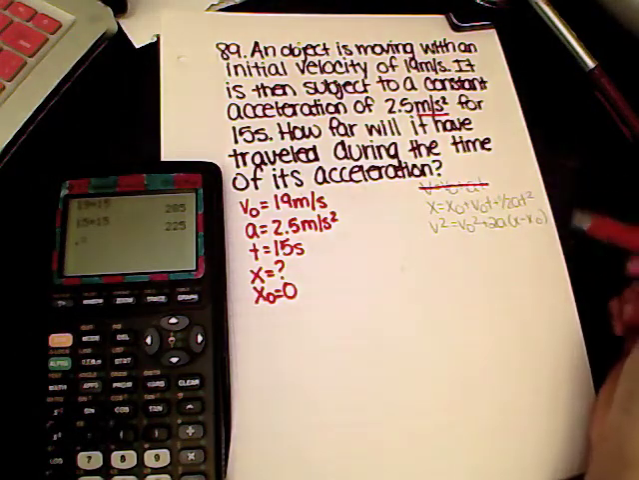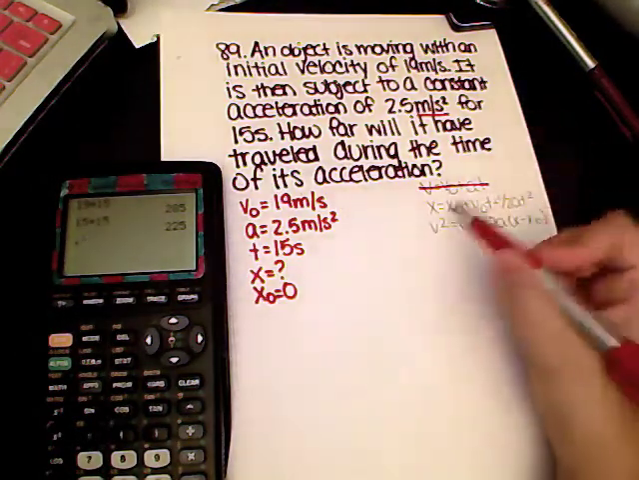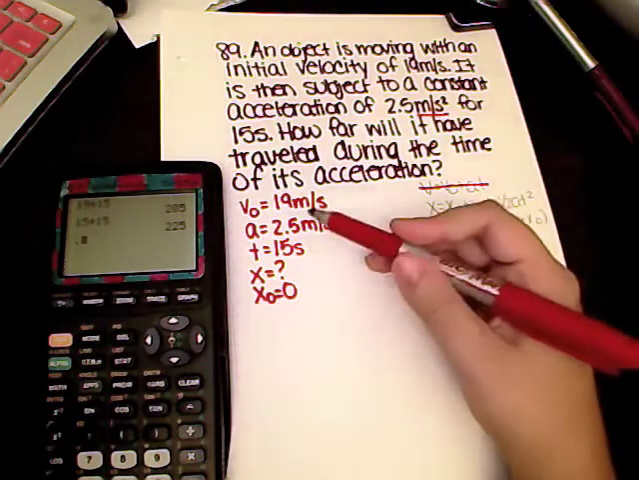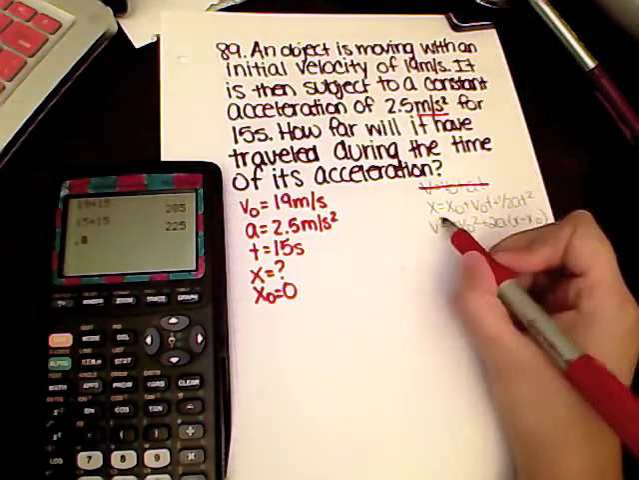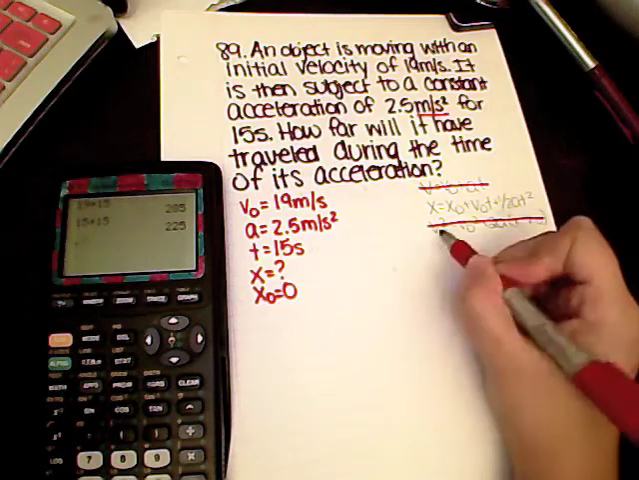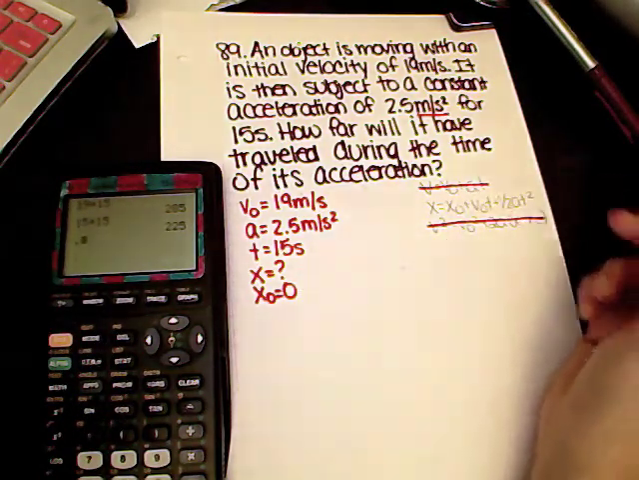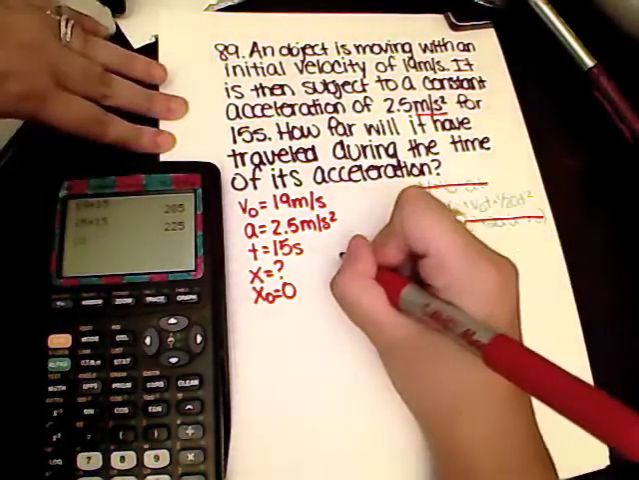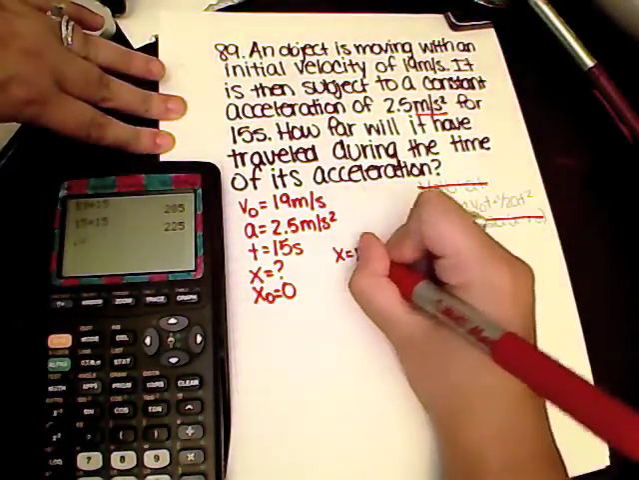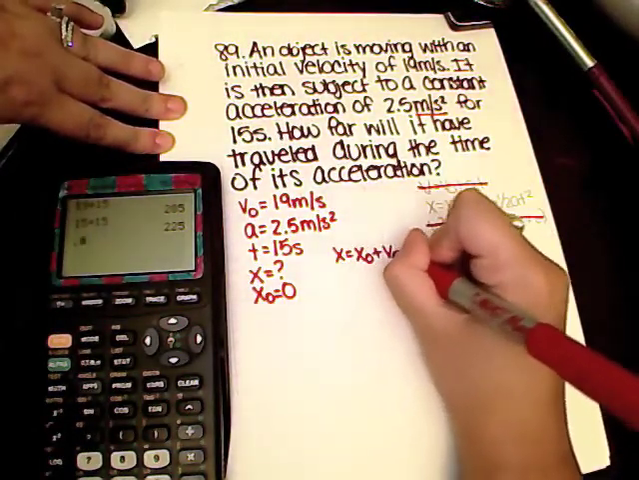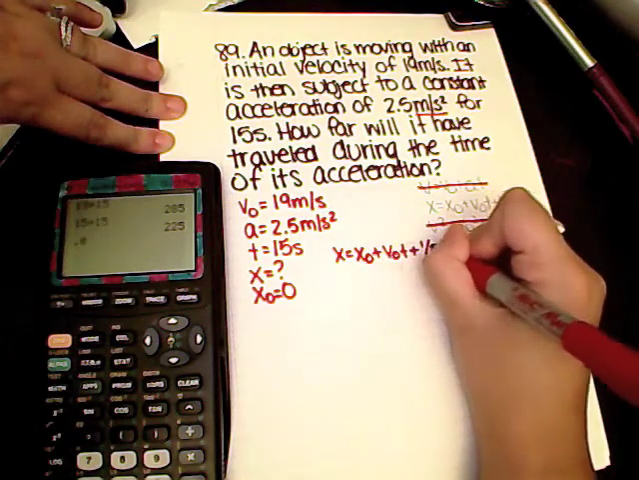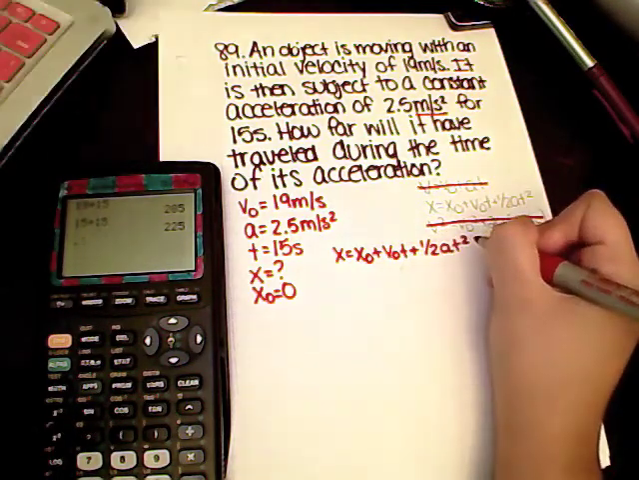The next two have x in them, but if we look, this one requires v. We don't have a v. And this one, we can't use because there's no t, and we don't have a v in our givens. This one, we have everything we need. So we write out the equation: x equals x naught plus v naught t plus 1/2 at squared.